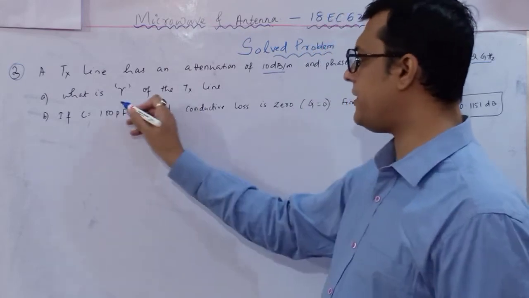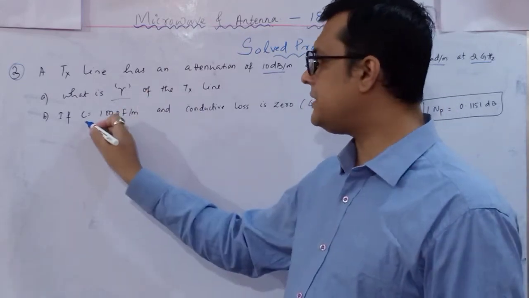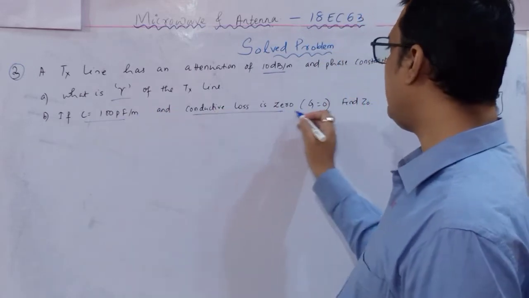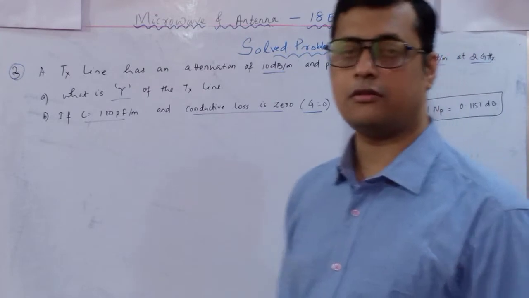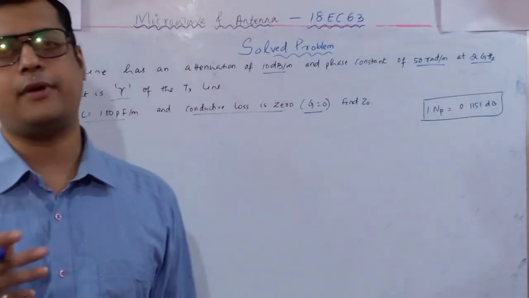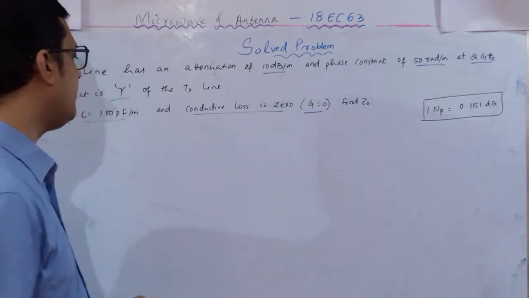That is the first part. And the second, the condition is given, if C is equal to 100 picofarad and the conductive loss G is equal to 0, then what will be my characteristic impedance? Okay, so these are the two factors we need to calculate. It is a very simple one. Let's see how to proceed.